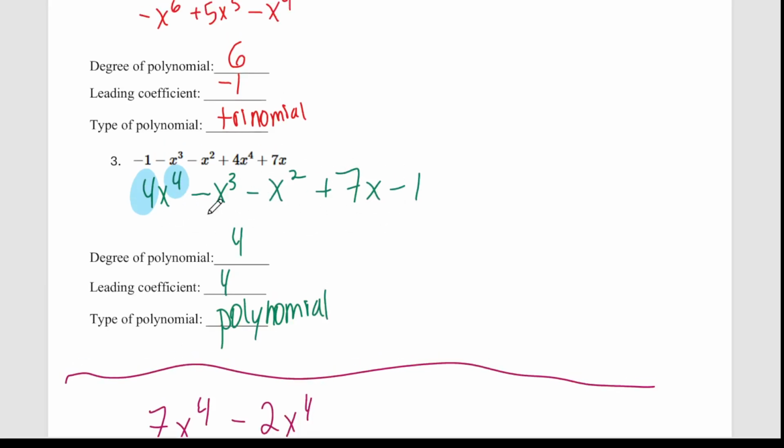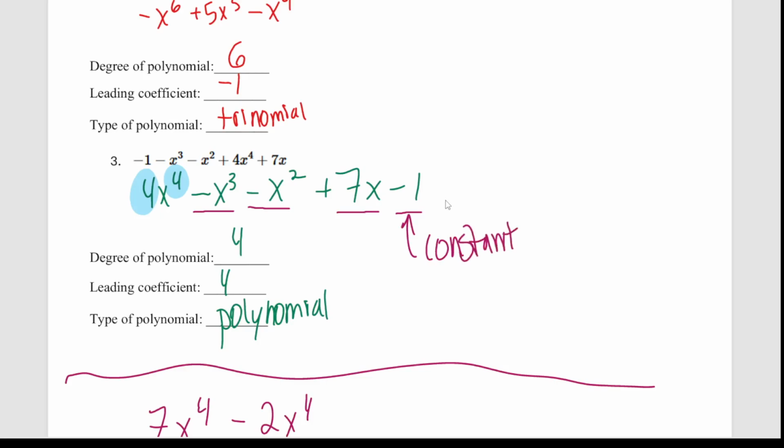So for example, on this third one, the second term would have a degree of 3 and a leading coefficient of negative 1. The third term would have a degree of 2 and a leading coefficient of negative 1. The fourth term would have a degree of 1 and a leading coefficient of 7. And the last term would have a degree of 0 and a leading coefficient of negative 1, and it would also be your constant as well.